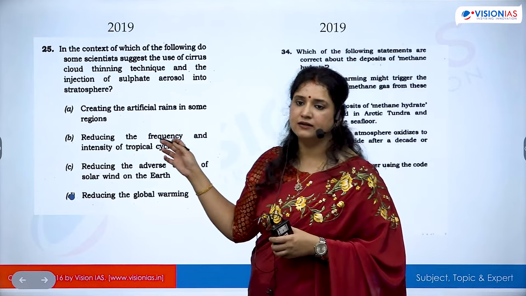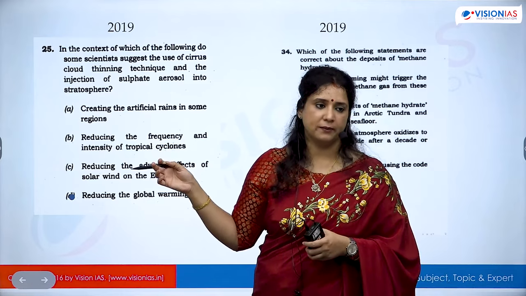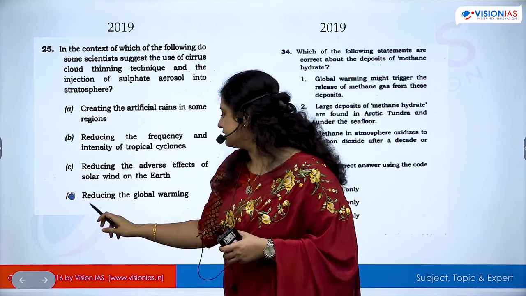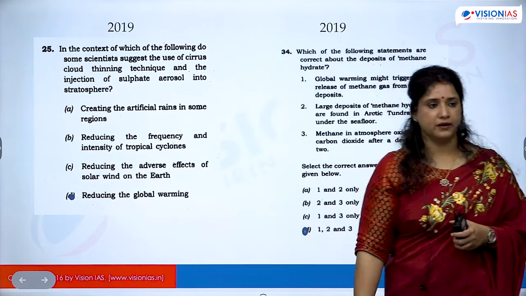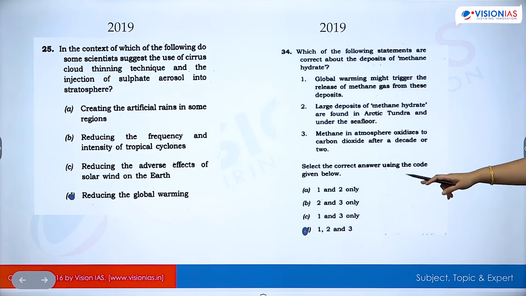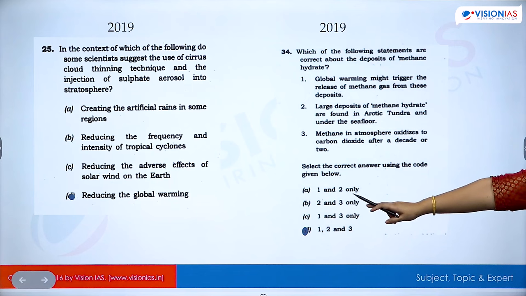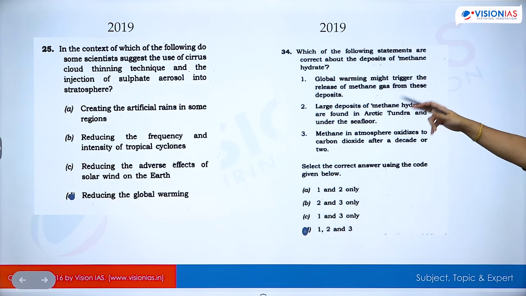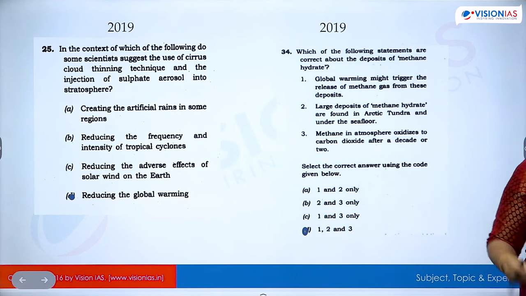Dus helps in tackling global warming. Okay, so the answer is reducing global warming. This was one of the easier questions because the options are so vast and varied, and you just had to know a few concepts: that there are nuclei, and stratospheric injection. Okay, cloud seeding mein kya hota hai?